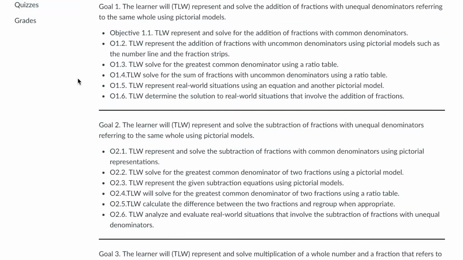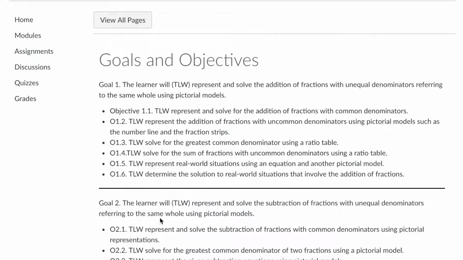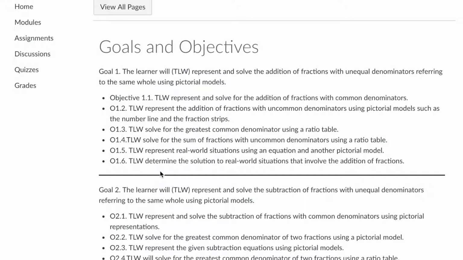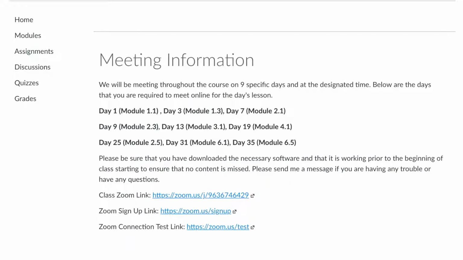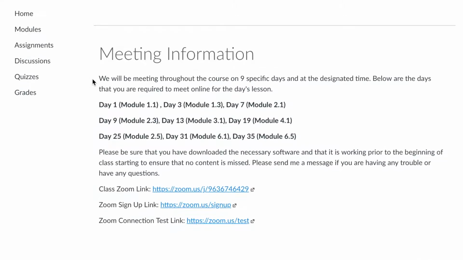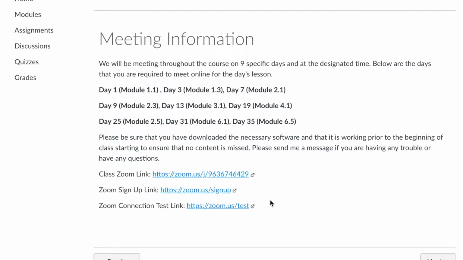The goals and objectives, there are 6 goals, and each goal does come with an objective that the learner will do or complete in order to meet their goals. The meeting information can also be found in the course information section, which is going to be through Zoom. Here the learner can find which days we're going to be meeting once the course begins. They will have access to the class link and how to sign up.